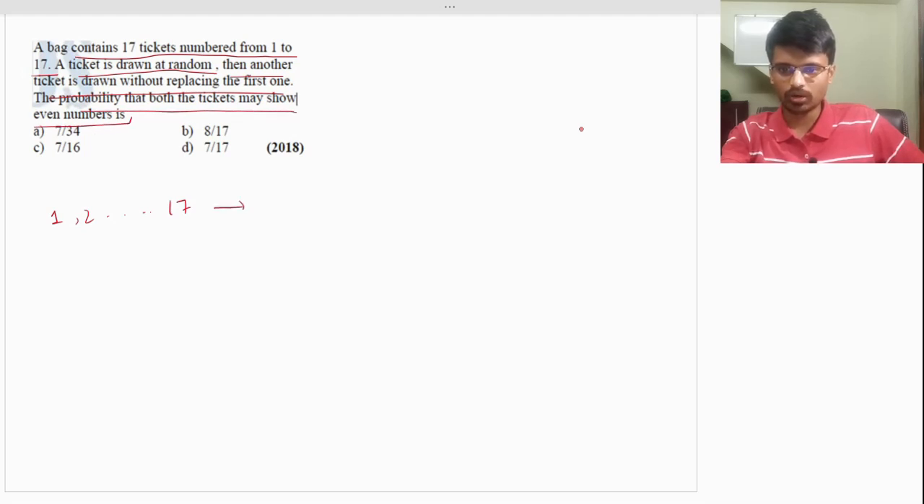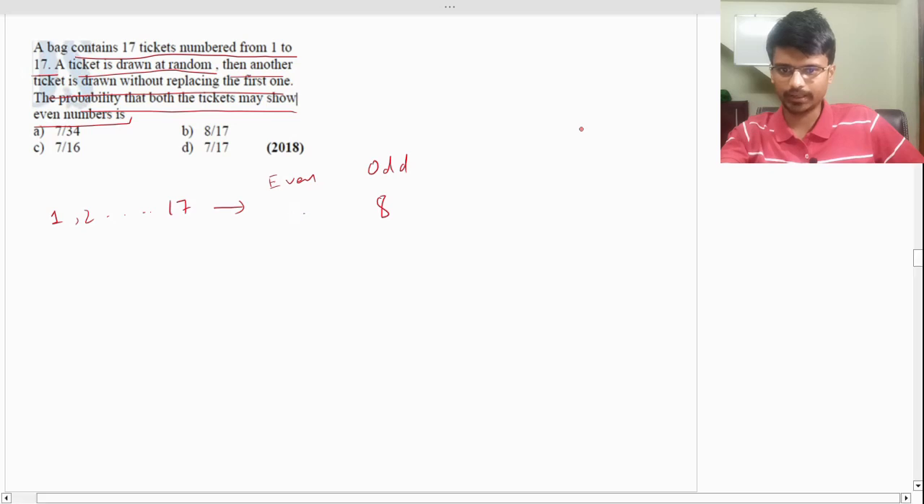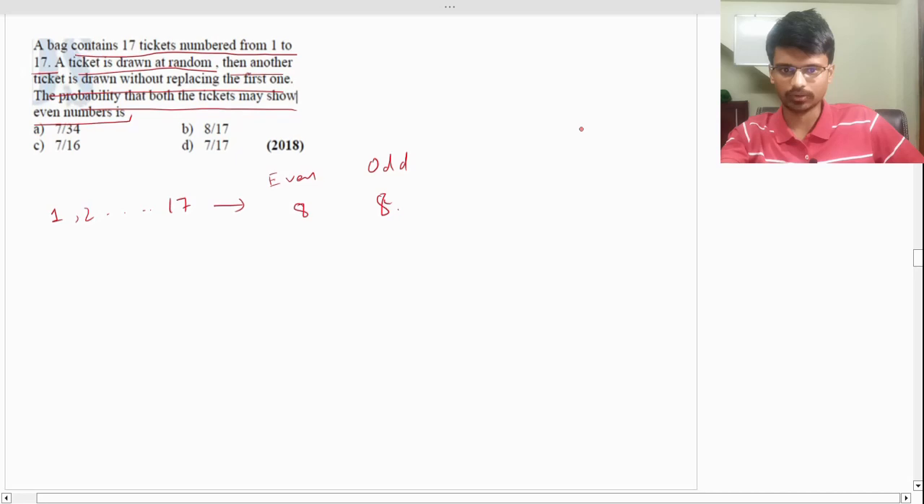So out of these, how many are even? Tell me. You can try that. The number of even numbers here are 7, and 8 are odd. No, no, I am wrong here. Actually 8 are even and 9 are odd. I'm so sorry. Try it out and check. So 8 are even and 9 are odd.